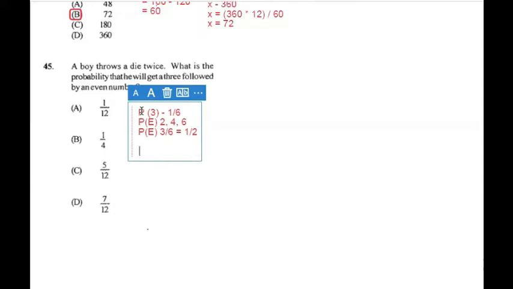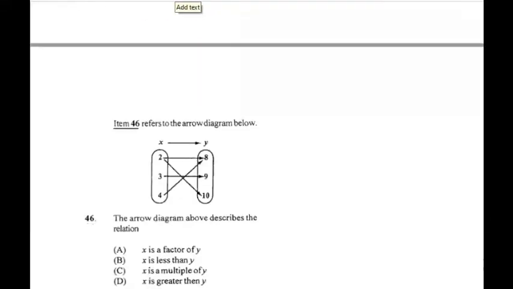And because the events are independent of each other, it becomes 1 over 6 multiplied by 1 over 2. And that would equal 1 times 1, which is 1, and 6 times 2 to give us 12. So our answer is 1 over 12. And that is our final answer.